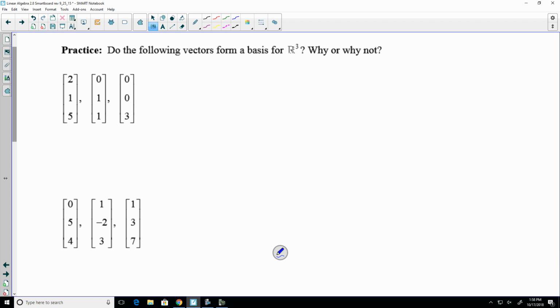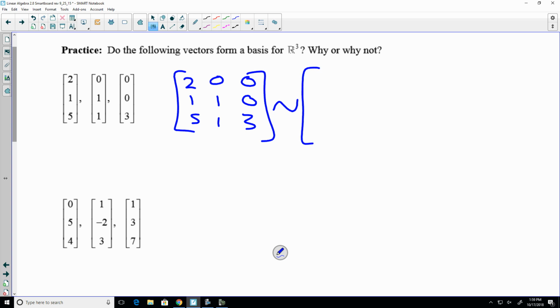So if I put these in a matrix, it's triangular. This is called upper triangular. Then it will reduce to the identity. Yes.